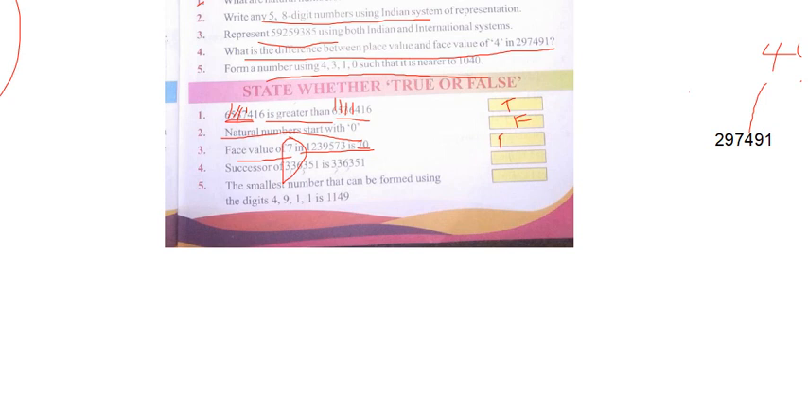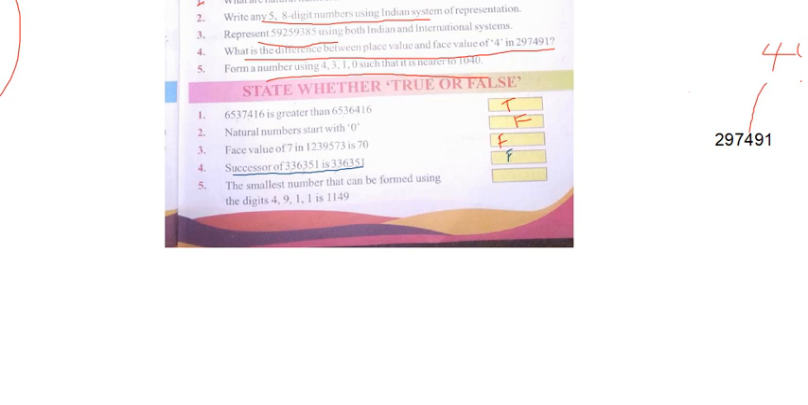Next, successor. What is a successor? The next number. Successor of 336351 is 336351? Same? No. Successor means the next number. So it is also false.